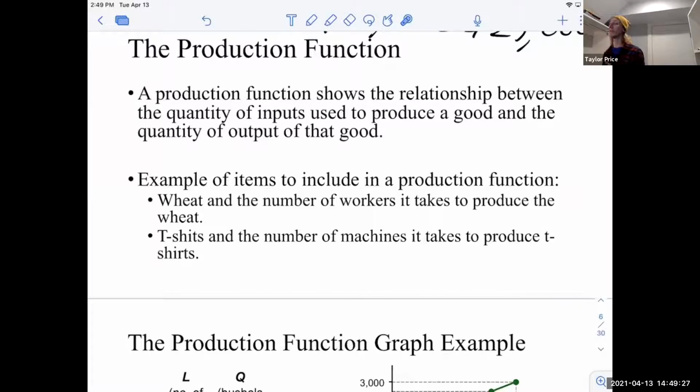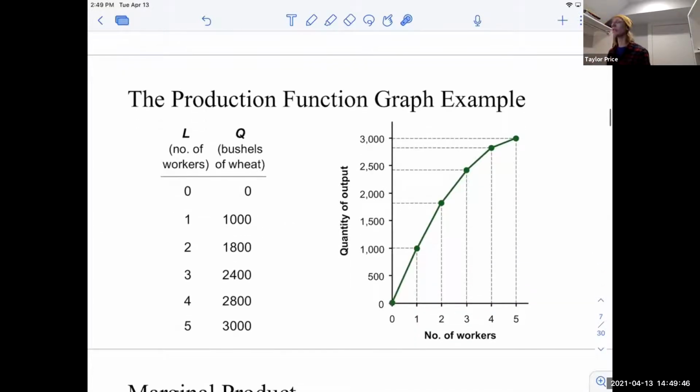Another example could be something like t-shirts. The inputs to t-shirts would be the machines it takes to produce t-shirts, and the cotton or synthetic fiber it takes to make t-shirts. So just things that go into a product. And what we're really trying to think about for the production function is how many workers it takes to produce a certain quantity.